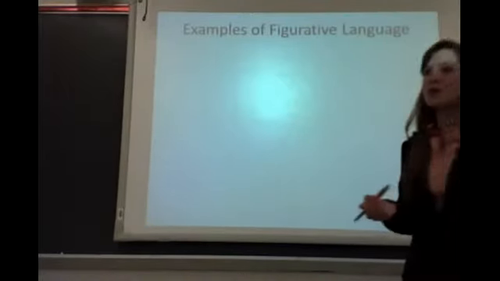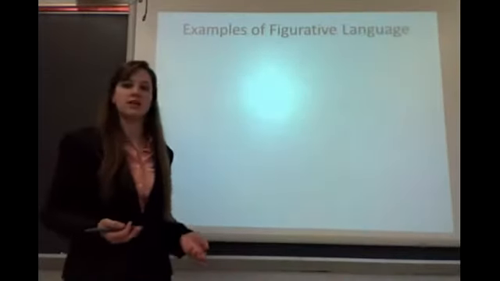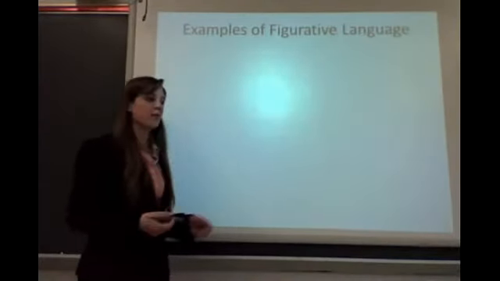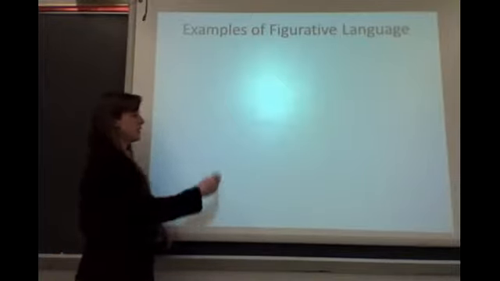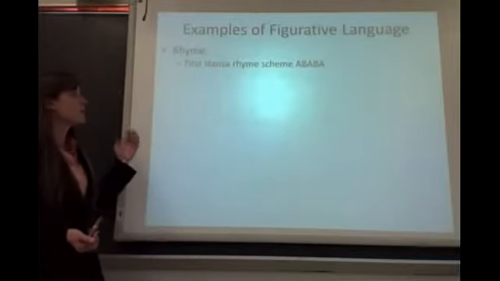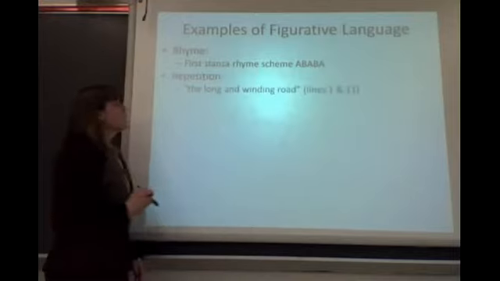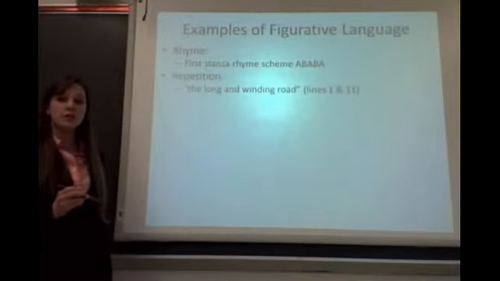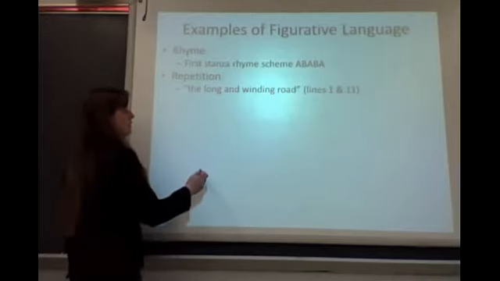So first, what does the road symbolize? Life, as in most poems. That's the way this poem is as well. Okay? So some examples of the figurative language that I've put together. First of all, we'll start easy with rhyme. There's a rhyme scheme, A, B, pretty much for the first stanza. Repetition, the long and winding road repeats in line 1 and again in line 11.